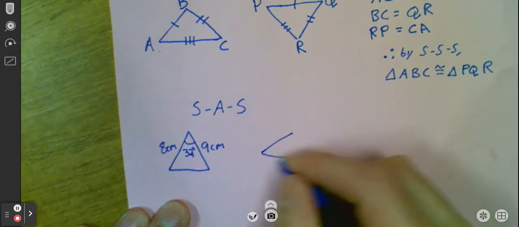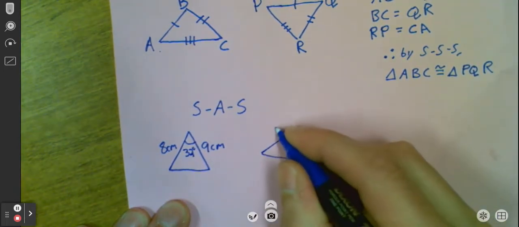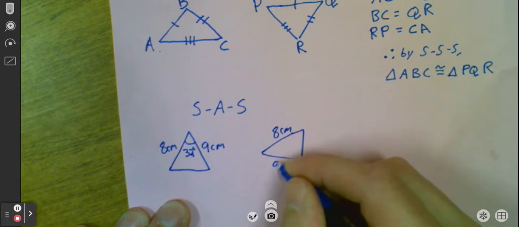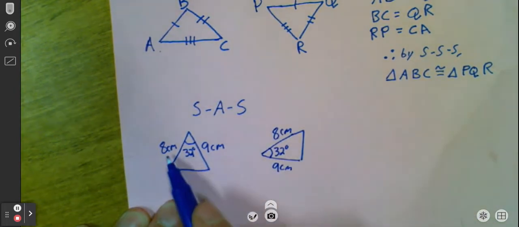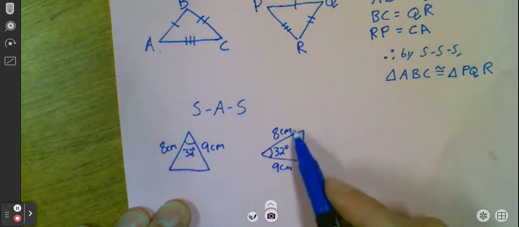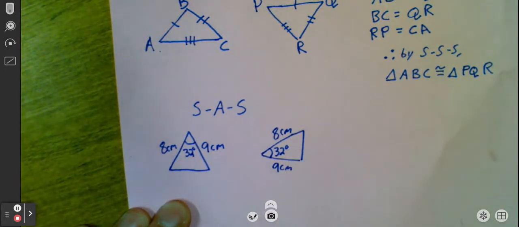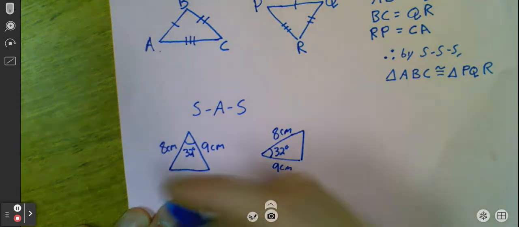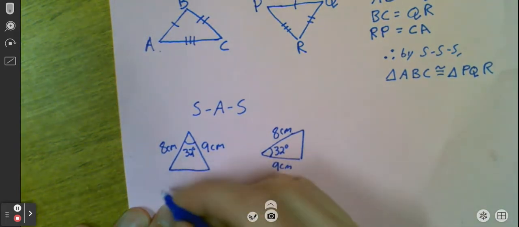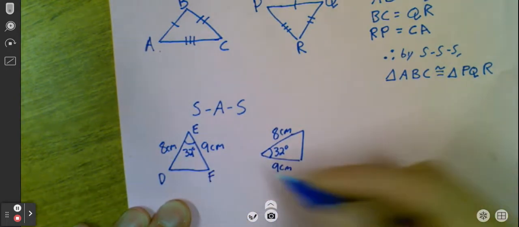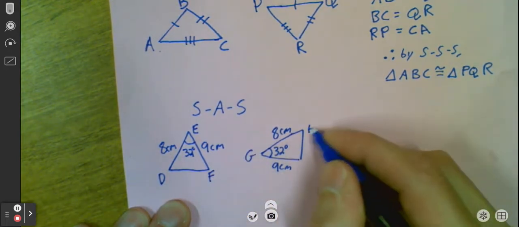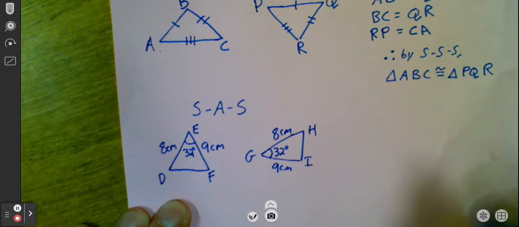And if I have another triangle that is also 8 centimeters, 9 centimeters, and 32 degrees, because side, angle, side corresponds with side, angle, side, I know that these triangles must be congruent. And so the way I could write my formal proof, we can again name them. Let's use some different consecutive letters. D, E, F, G, H, I.